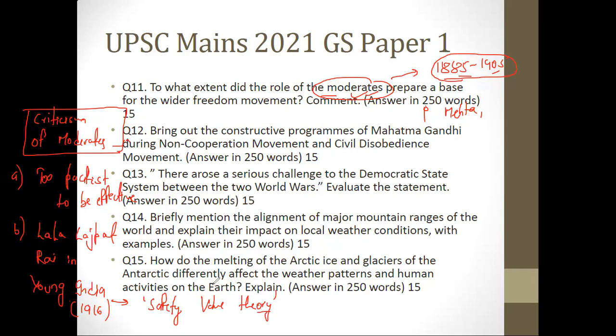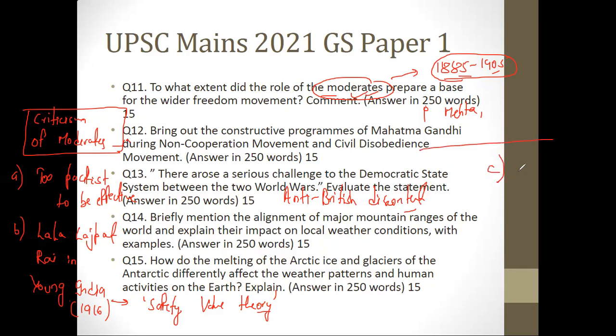So in a way, this is also criticism of moderates. It's not like moderates were furthering the nationalist consciousness, etc. According to Lala Lajpat Rai sir, they were being used by the Britishers to release anti-British discontent, to prevent any future revolt like the one which happened in 1857. So this was one criticism according to Lala Lajpat Rai sir.